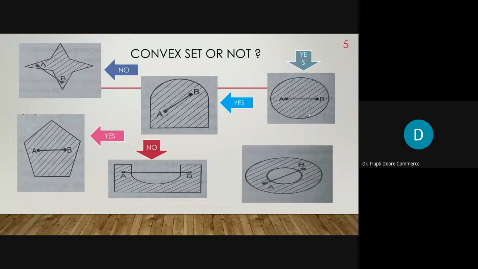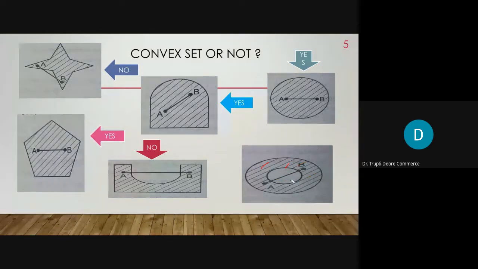The last one here, C. A and B lie in the convex area, but this part does not lie within the area. So the line between X and Y is not covered by this area. That's why it is not a convex set.